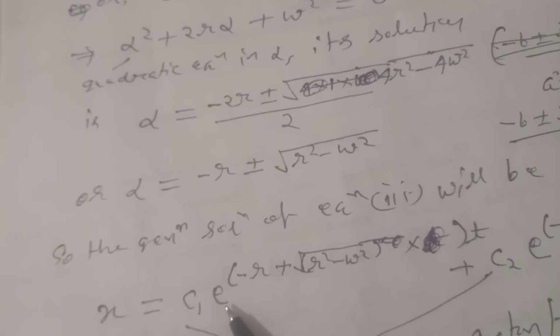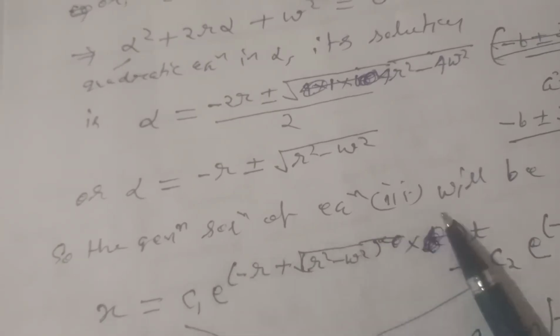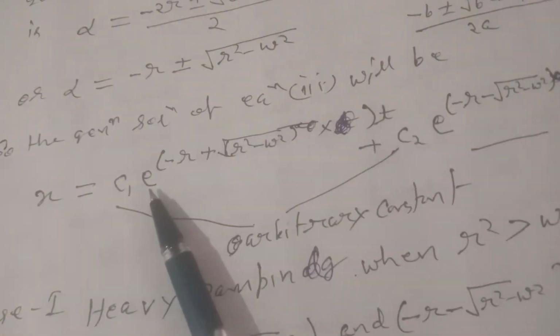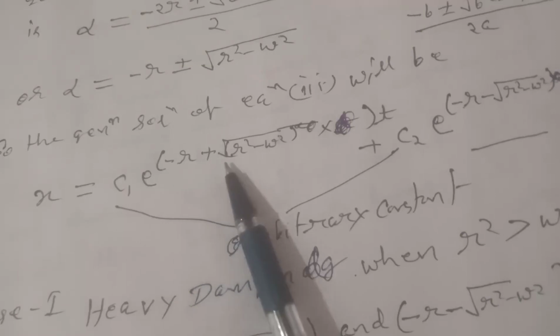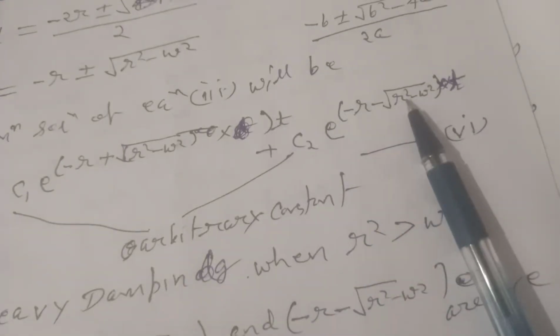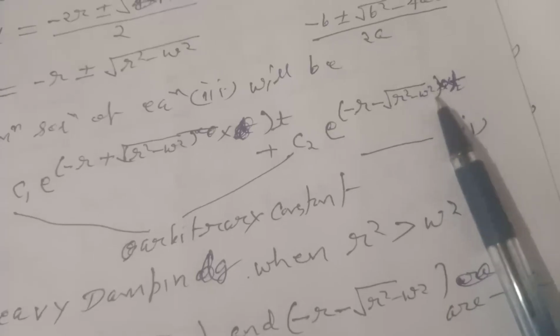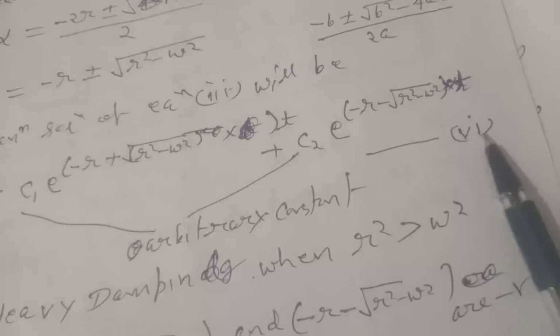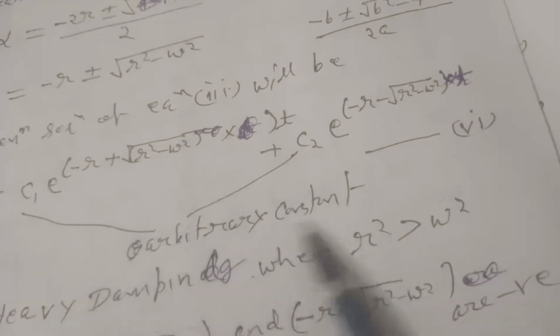So the general solution of equation 3 will be x equals c1 e to the power minus r plus under root r square minus omega square into t, plus c2 into e to the power minus r minus under root r square minus omega square into t. This is equation 6, and c1 and c2 are arbitrary constants.